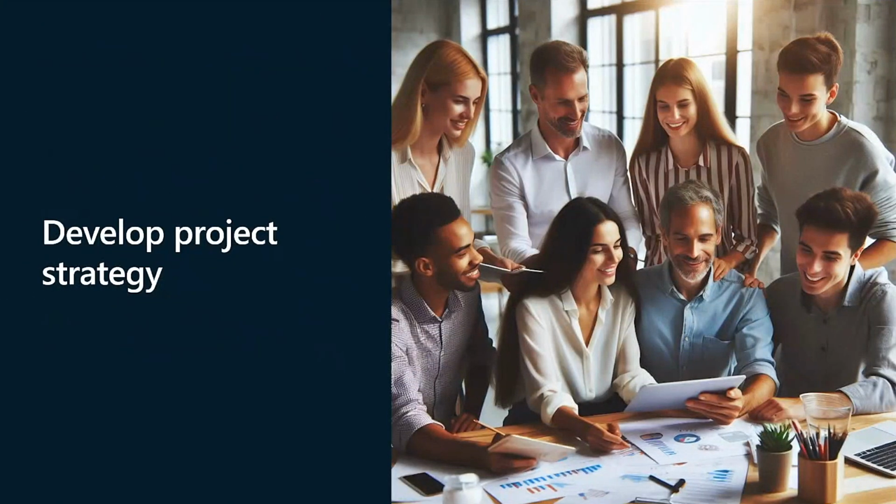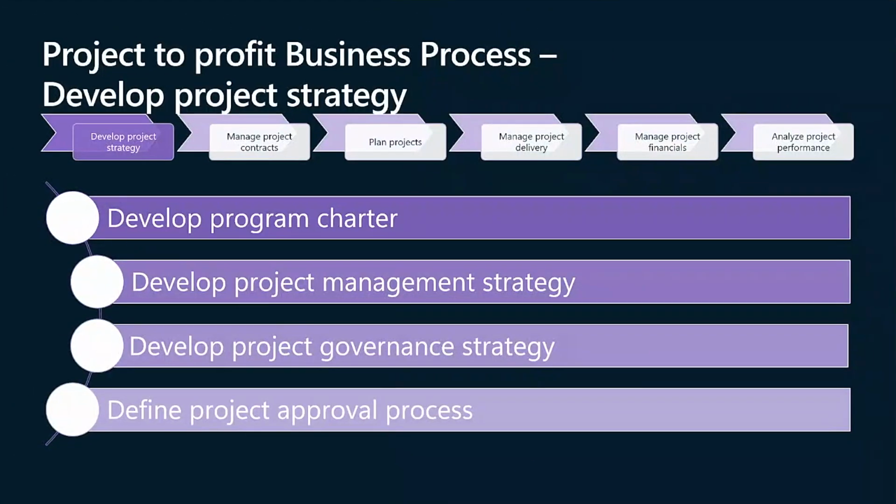So let's move to the first L2 process, develop project strategy. To effectively develop a project strategy, we need to follow these 4 L3 business processes. Develop program charter: create a document outlining the project objective, scope, participants, vision, mission, and goals to ensure alignment with the organization's strategic objectives.